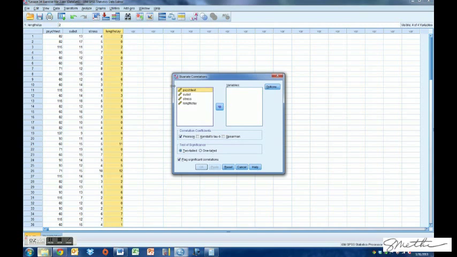So let's quickly take a look at how we would go about doing bivariate correlation. Bivariate means two variables, one dependent variable and one independent, or predictor, variable. So let's put our dependent variable in there first, length of stay, and let's just look at scores on a psychiatric test. This should be checked. We want to take a look at Pearson's correlation coefficient.